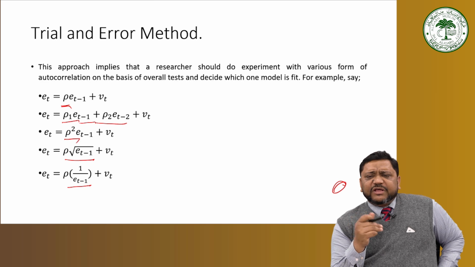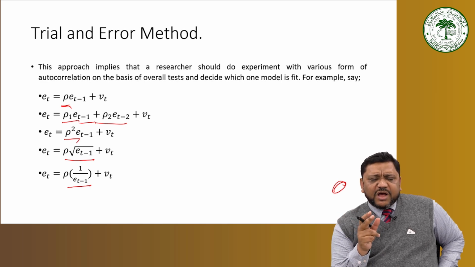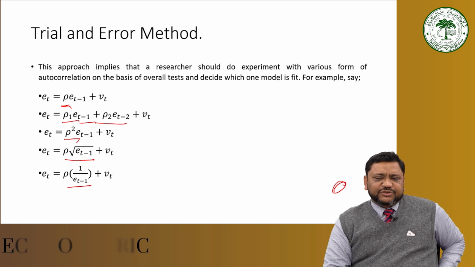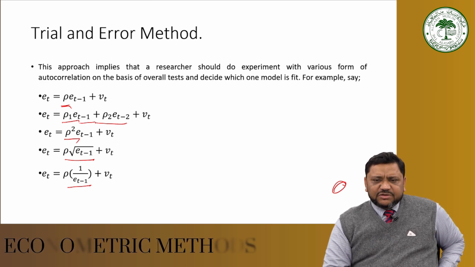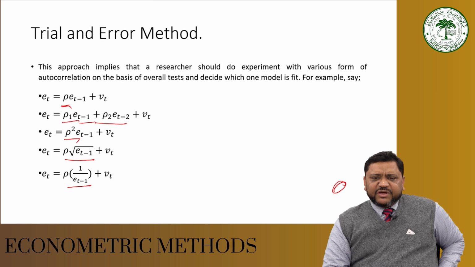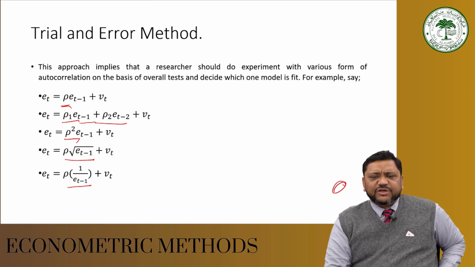So what we do is estimate all of these and find the rho hat for each and also find the R square for each. Then we will conduct the significance test. Then, given the significance, on the basis of R square, we will choose which of these is the best.